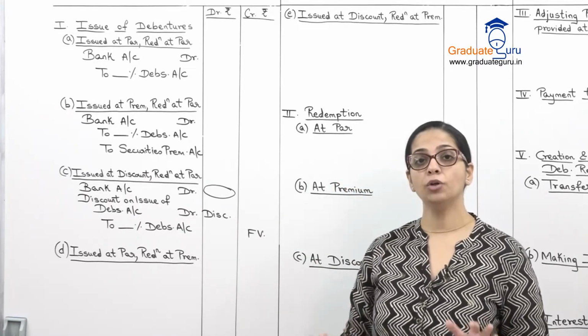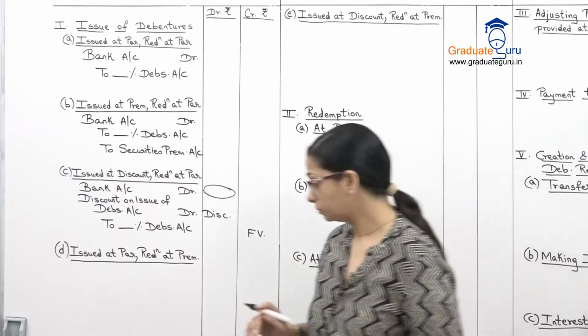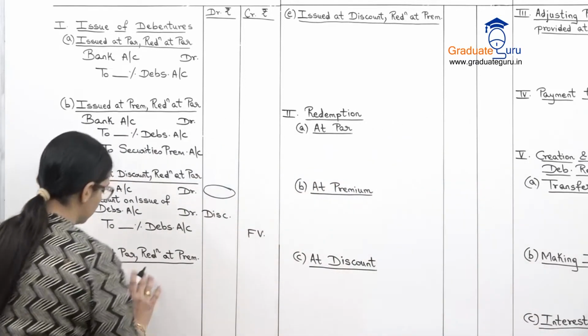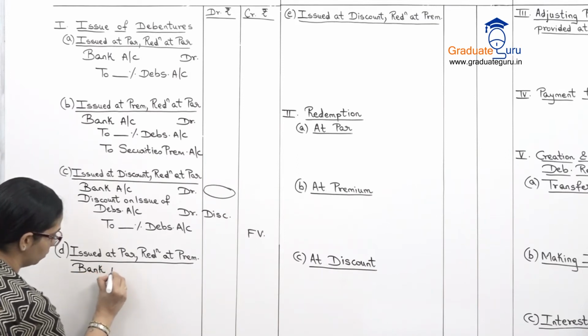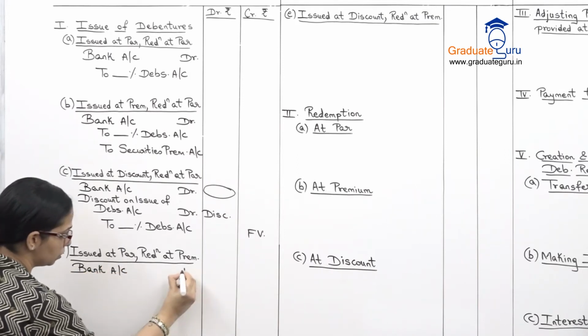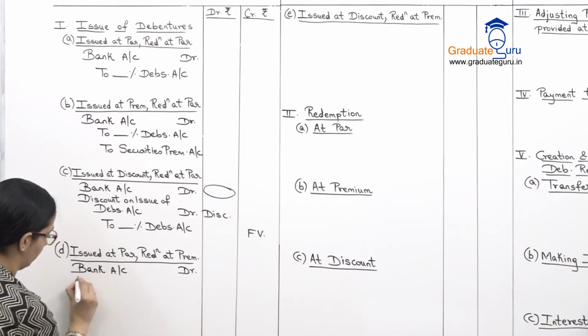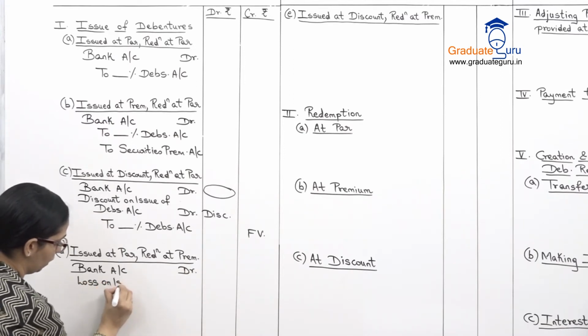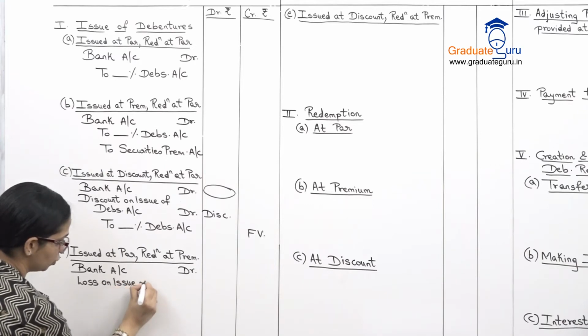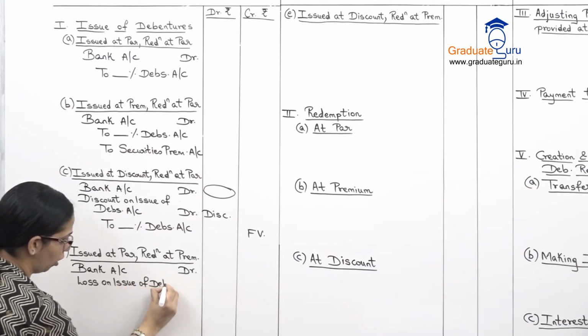Okay, now how you are going to record this? So obviously I am issuing the debentures, so bank account is definitely going to be affected. So bank account debit. Now I'll write the entry and then I'll explain to you. You also debit an account called loss on issue of debentures.